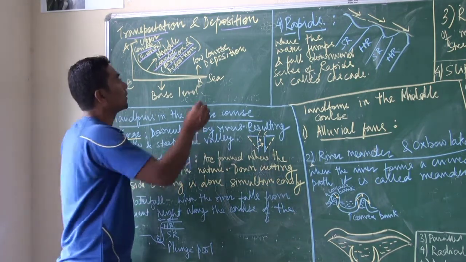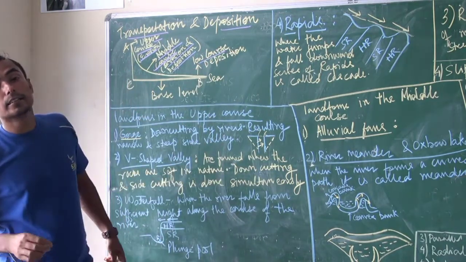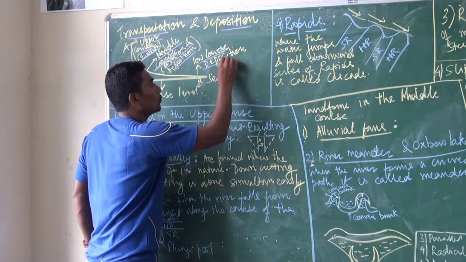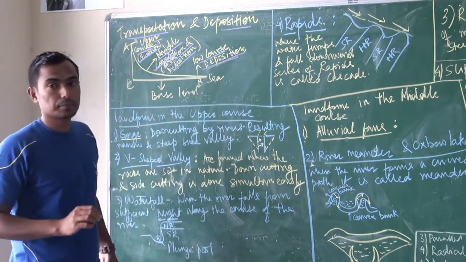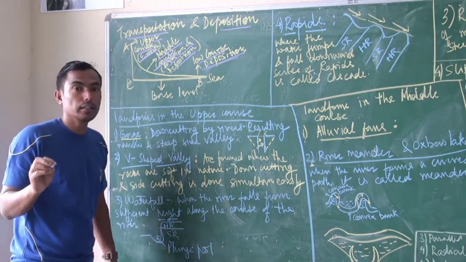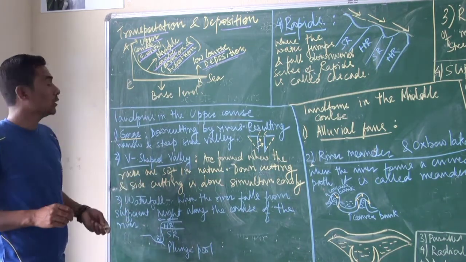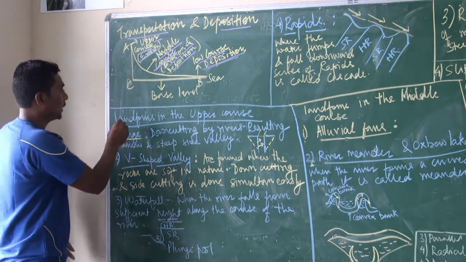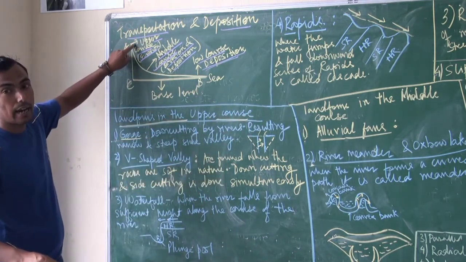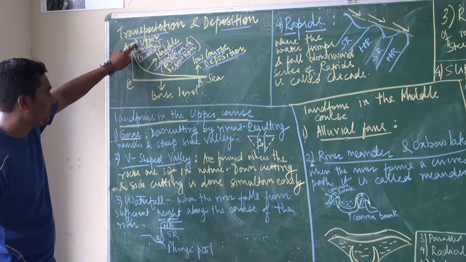Clear? The lower course is where the river is about to meet the ocean or the sea. Out here only deposition takes place, because the river becomes very slow in nature. Okay, so let us continue with the landforms in the upper course, which means the landforms formed in the upper course by the river.